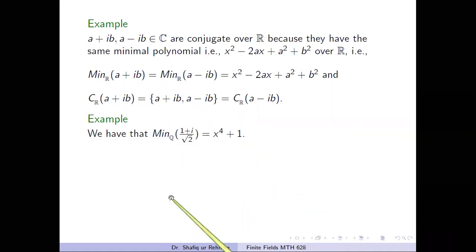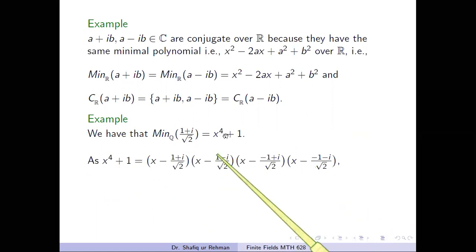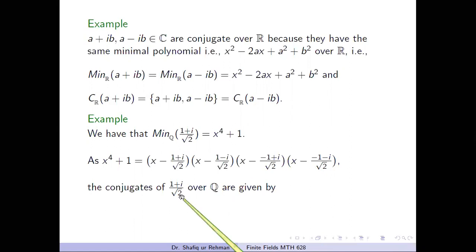And also we have this example: notice that the minimal polynomial of 1 plus iota over square root 2 over Q is this one, and we want to find all the conjugates of this element. What we will do is factorize this into linear factors, and we note that this polynomial has three other roots. So in this way we get this set of all the conjugates of this element over the field Q.